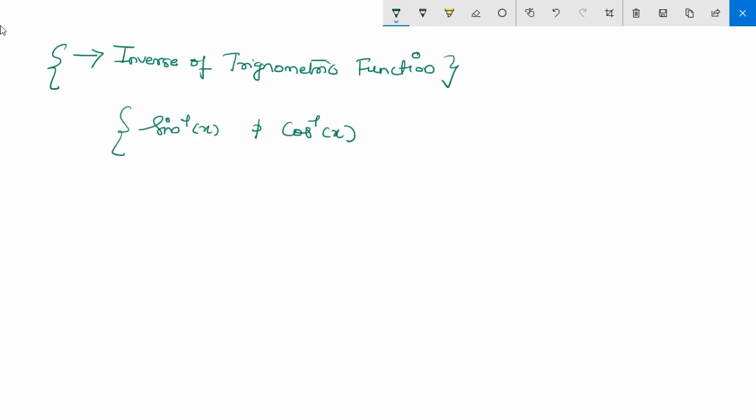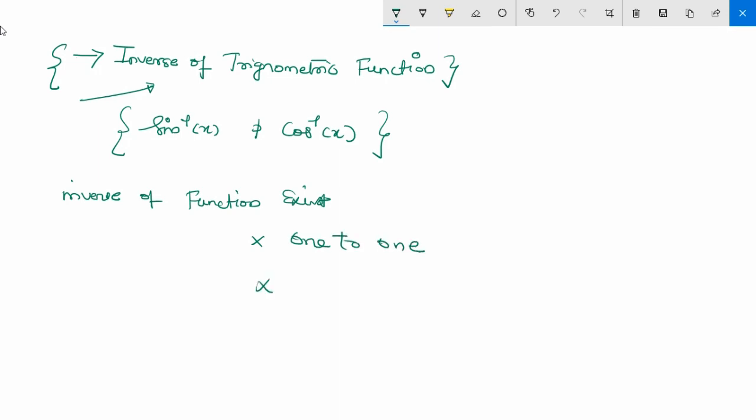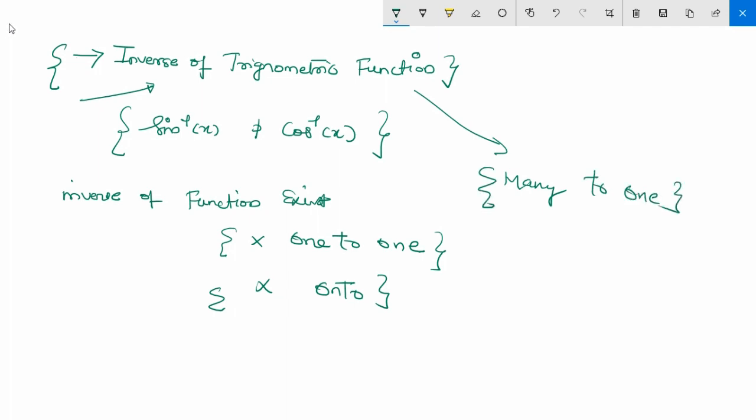So before finding the inverse of a trigonometric function, it should be understood that the inverse of a function exists if it is 1 to 1 and onto, but trigonometric functions are many to 1, so it's not possible to find the inverse of a trigonometric function, but it is possible to find it if you restrict the function to a domain.